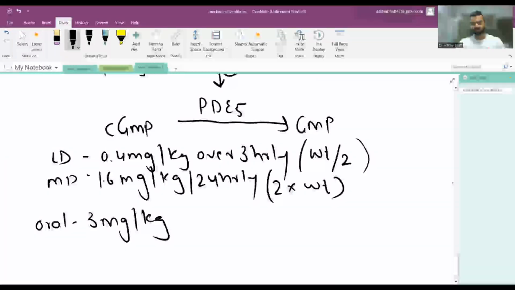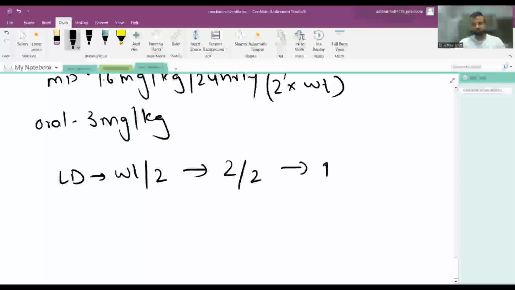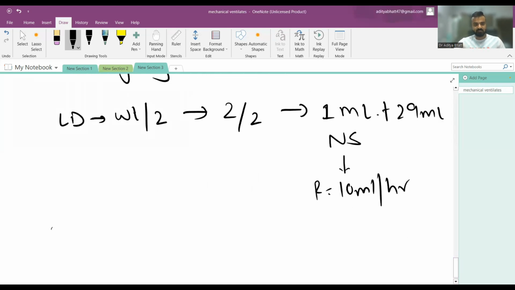I'll show you with an example. The loading dose is half the weight. Imagine the weight is 2 kg, divided by 2, so you take 1 ml of sildenafil and mix it with 29 ml NS, and the total solution is 30 ml. The rate is 10 ml per hour, so the 30 ml will be given in 3 hours. And for the same patient, for the maintenance dose, you have to do 2 into weight.